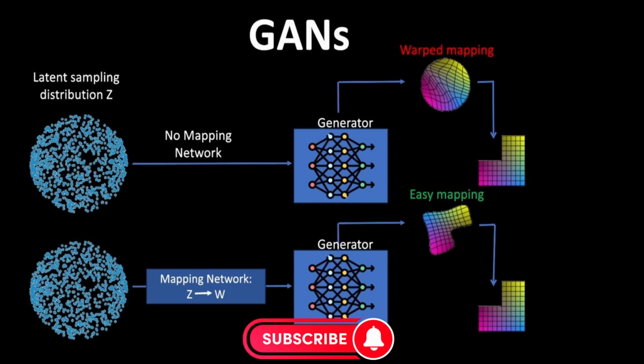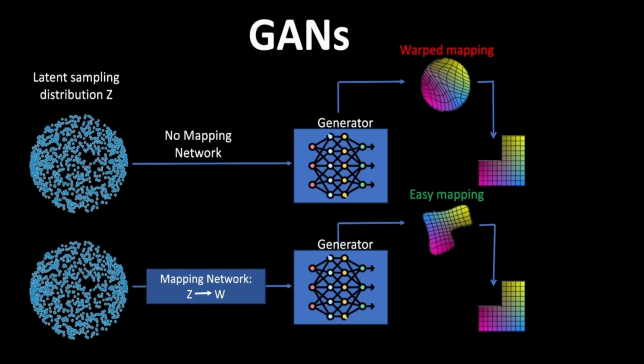So this is the StyleGAN generator architecture. The generator starts from a constant and uses mapping networks, and it also uses progressive growing of layers.